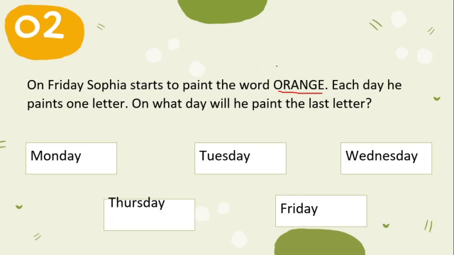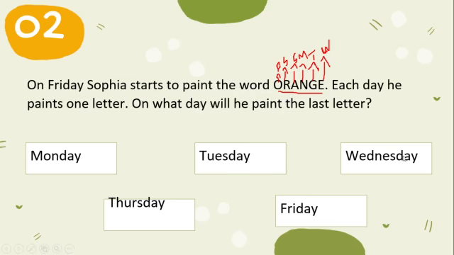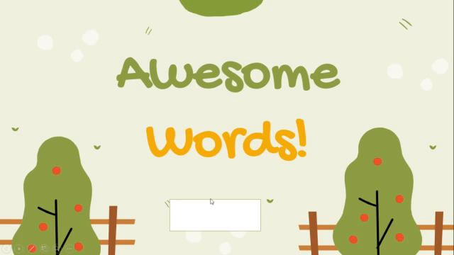So on Friday she starts to paint the letter O. On Saturday she will paint the letter R. On Sunday she will paint the letter A. On Monday she will paint the letter N. On Tuesday she will paint the letter G. On Wednesday the word orange will be completed by painting the letter E. So the answer is Wednesday. Can we check the answer? Are you all ready? Yes, the answer is right.